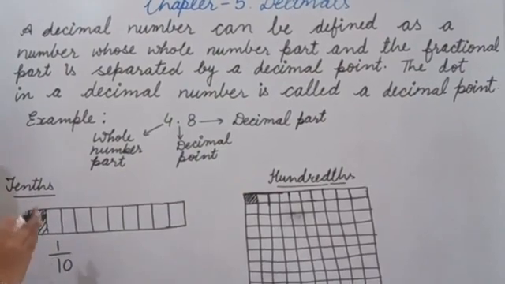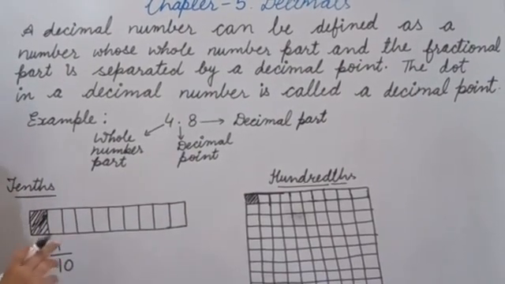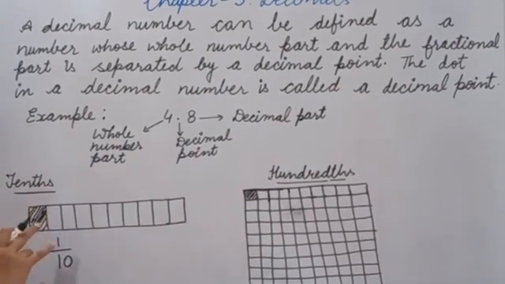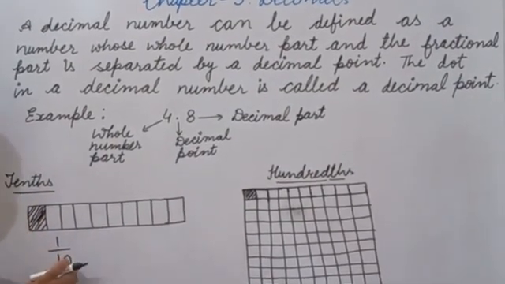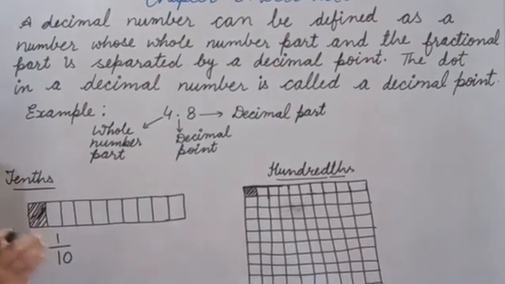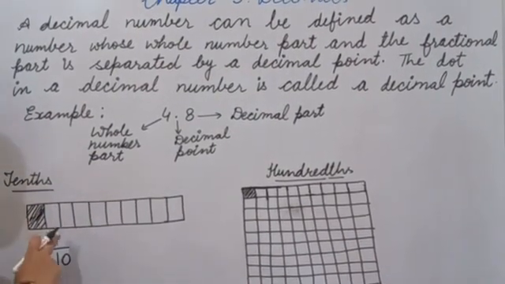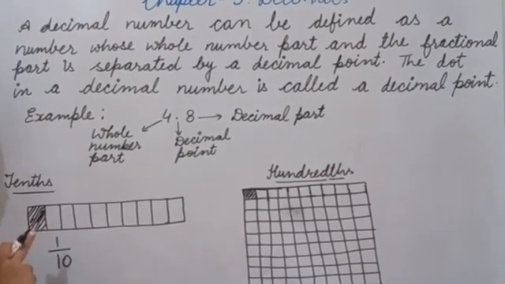This is called tenth. 1/10, and we can say tenth. We can also say 1/10, and we can say tenth. Because in the denominator we have 10, this is called tenth. And in the numerator we have only 1. Okay, so this is 1/10 or we can say tenth.